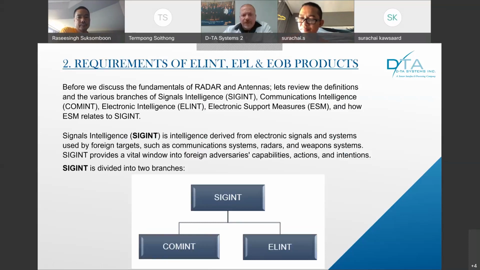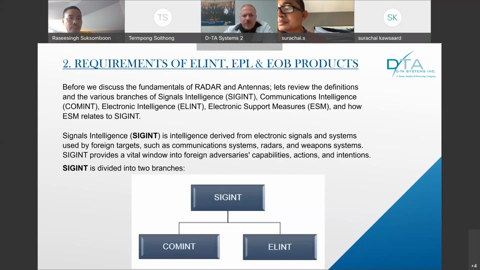So, requirements of ELINT, EPL, and EOB products. Before we discuss the fundamentals of radar and antenna, let's review the definitions of various branches of signals intelligence, or SIGINT: communications intelligence, COMINT, and electronic intelligence, or ELINT, electronic support measures, ESM, and how ESM relates to SIGINT. So signals intelligence, or SIGINT, is intelligence derived from electronic signals and systems used by foreign targets, such as communication systems, radars, and weapon systems.